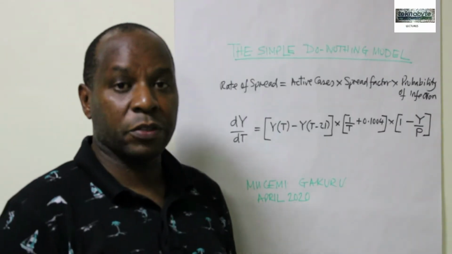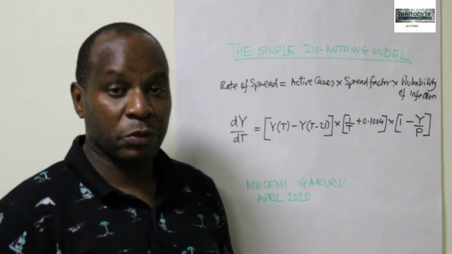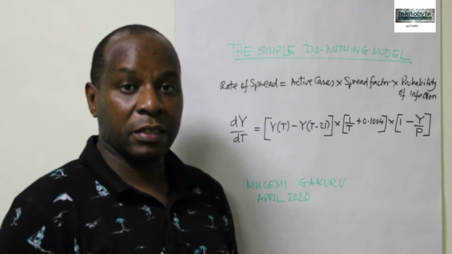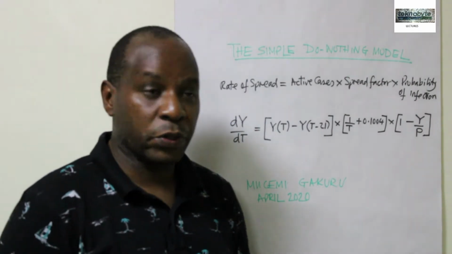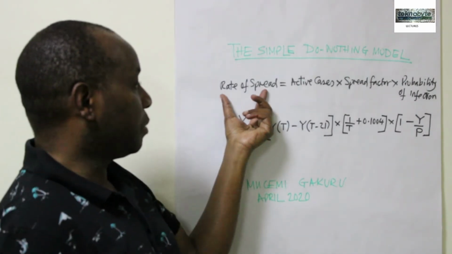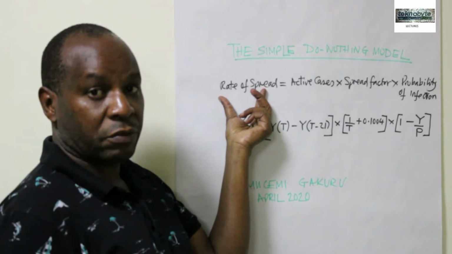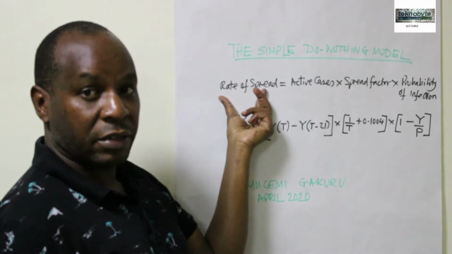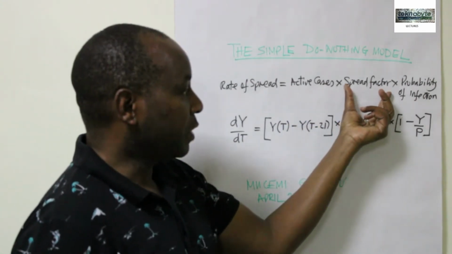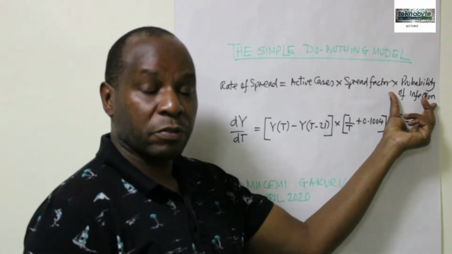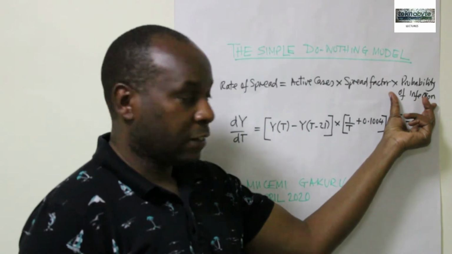In the first part of this demonstration, I was able to show you how to develop a simple mathematical model to predict the growth of the epidemic. I was able to show you that the rate of the spread, or the rate of the increase of the infection, is given by the product of the number of active cases, a spread factor, and the probability of getting somebody who is not infected.